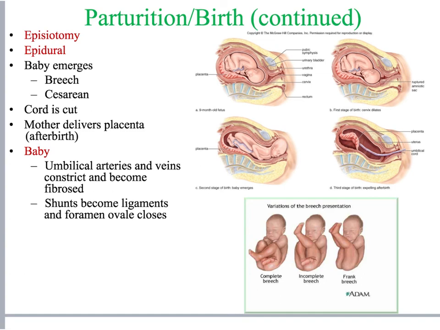All right, so just a little reminder that once a baby's born, the umbilical arteries and veins constrict and become fibrosed, the shunts become ligaments, and that foramen ovale closes. At least that's the general idea of what should happen. One of the most important things that make these umbilical arteries and veins constrict and the shunts close is that baby taking his or her first breath. This is the crucial first requirement of birth, and this stimulates all of these things to happen.